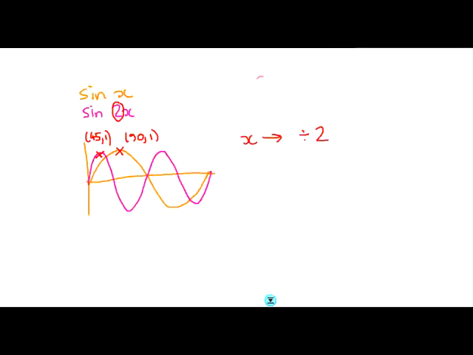So if you wanted to write a general formula, the x coordinates are divided by a. And the y coordinates, you'll see, they're both 1. So they're the same. So we're going to divide it by whatever that number is. Alright? So let's go back.